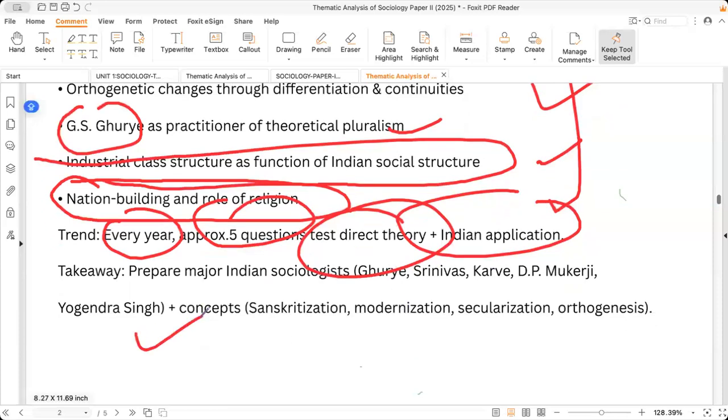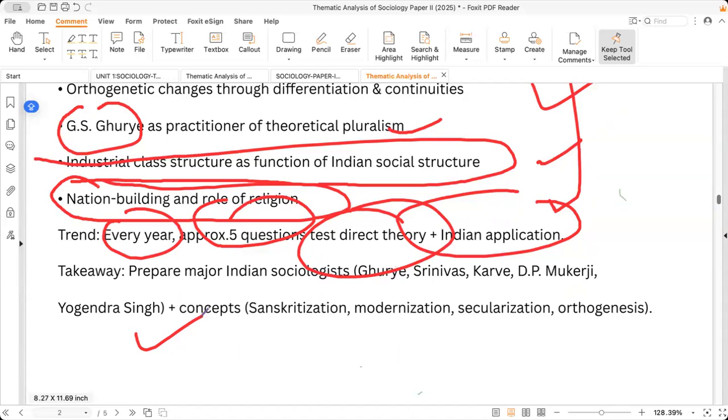Yogendra Singh, I told you, there was a time that every year a question was coming, because the theory is so wide. I have read the original books also. The orange colored book is there, not very bulky, Modernization of Indian Tradition. You don't need to study it; I have studied it and I've inculcated that in model answers as well as the notes that I am posting.